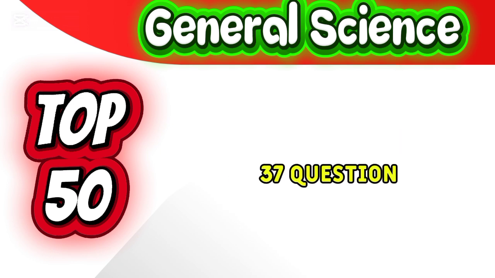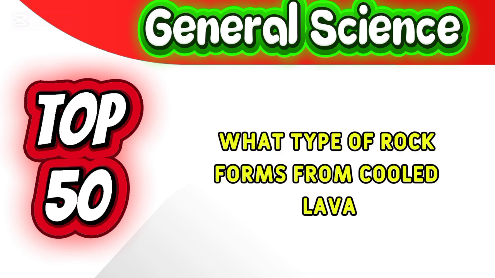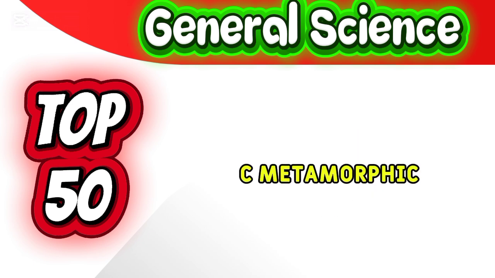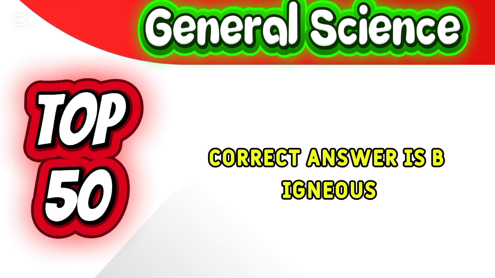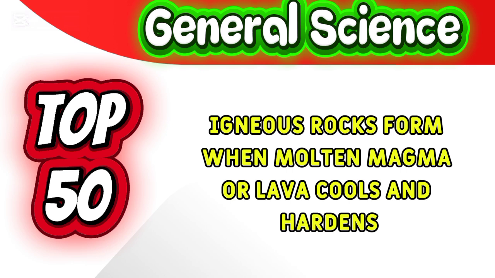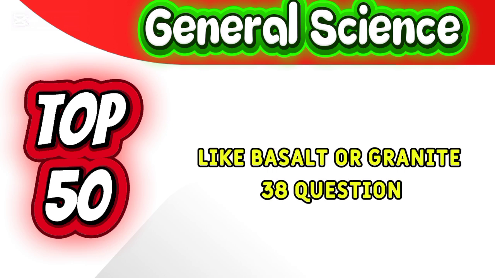fertilization. 37. Question. What type of rock forms from cooled lava? Options: A, sedimentary, B, igneous, C, metamorphic, D, organic. Correct answer is B, igneous. Explanation. Igneous rocks form when molten magma or lava cools and hardens, like basalt or granite.